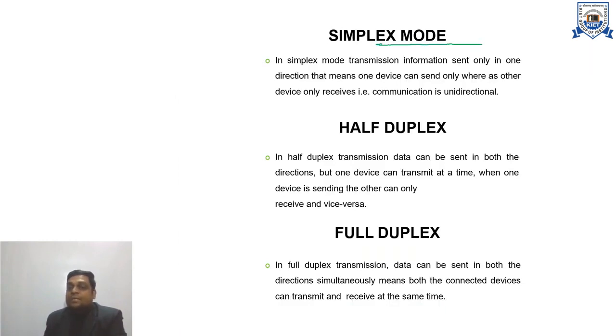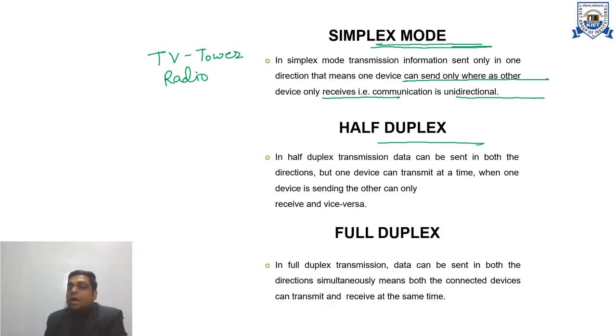Simplex mode. In simplex mode, only one device can send and the other devices will receive, meaning communication is unidirectional. Examples are a TV tower or radio. Like your FM box will only receive the signal from the tower. So this communication mode is simplex mode.